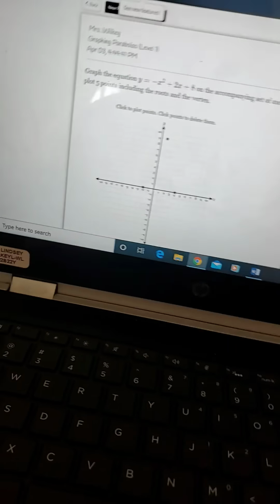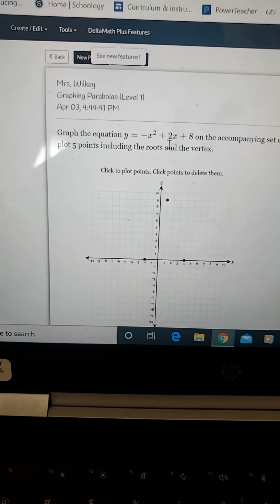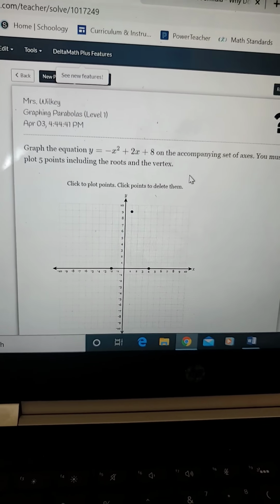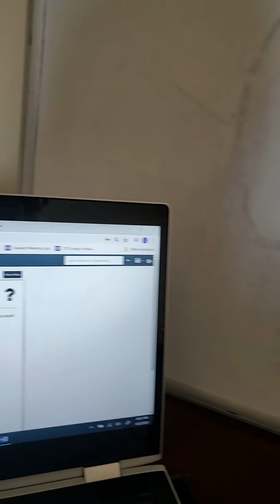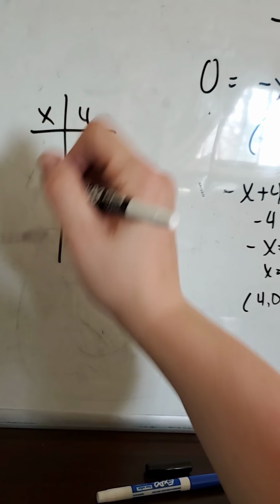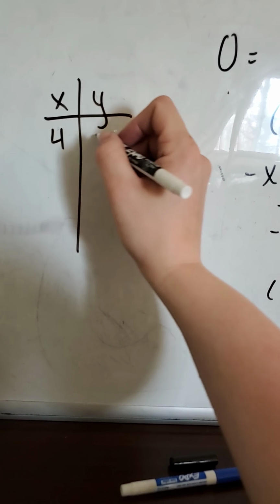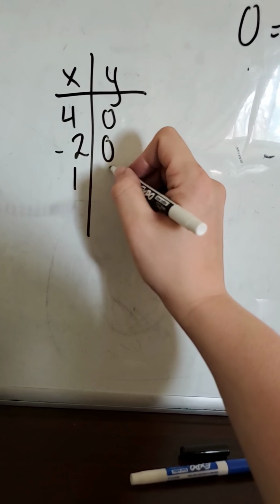Okay. And then it just wants us to find 2 other points. So I'm going to pick something easy, like what is y when x equals 0? If you want, we could make a little table here. We found the roots, (4, 0) and (-2, 0). We found the vertex, that's (1, 9).